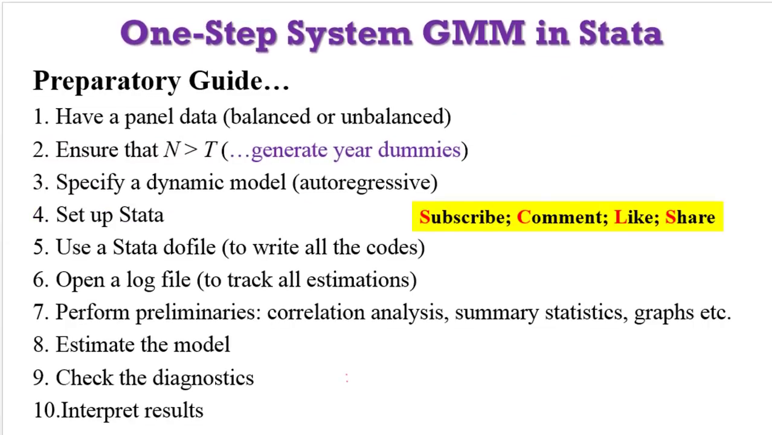To estimate the One-Step System GMM, I have listed on the screen a 10-point preparatory guide. Endeavor to have a panel data. It may be balanced or unbalanced. Ensure that the number of cross-sections is greater than the time dimension, and remember to generate year dummies. Specify a dynamic model, auto-regressive in nature. Set up Stata to run panel data estimations.